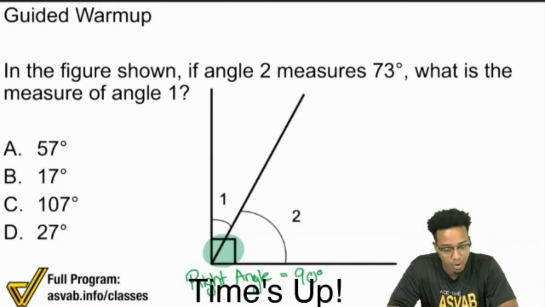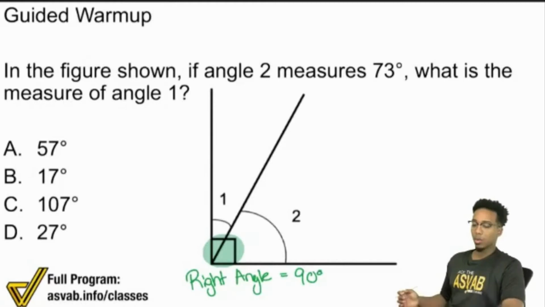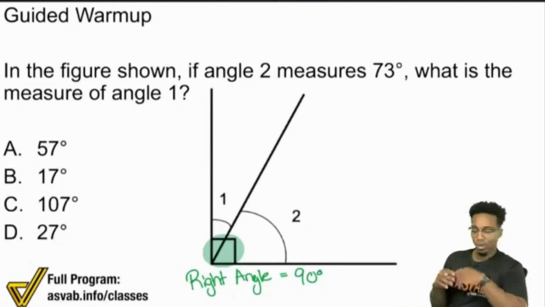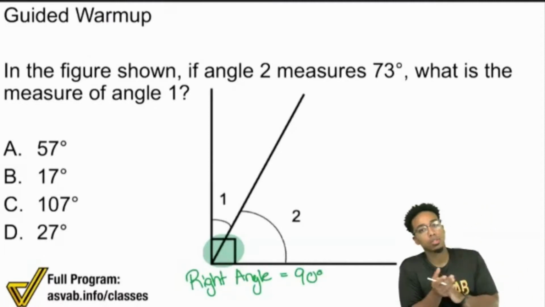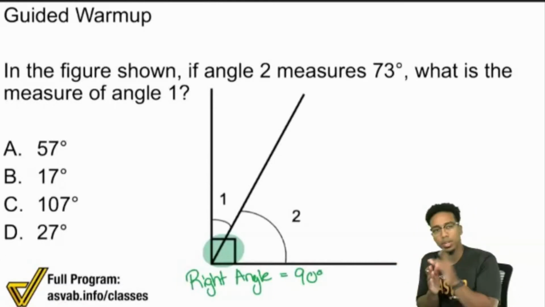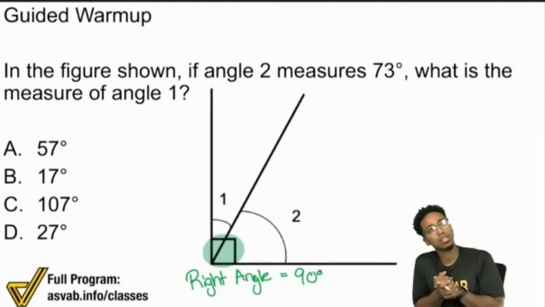All right, so we see that. What's another thing that we recognize here? What's another vocab word that we learned today? Right there, complementary angles. We see that. We have angles 1 and 2, those are complementary. Everybody, what does complementary mean again?